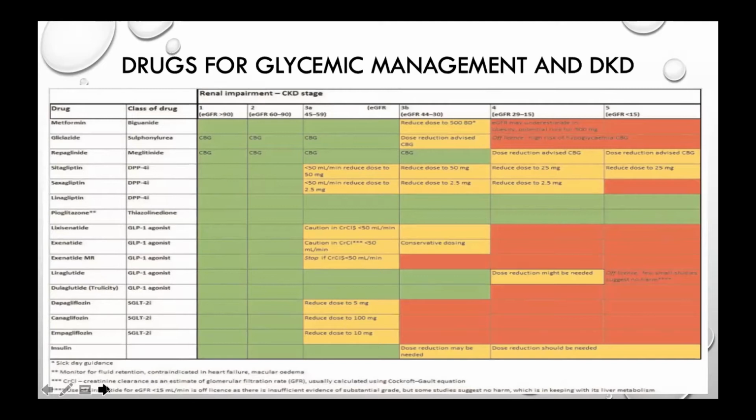Drugs for glycemic management, we've got a lot of drugs with dose modifications. The important thing that I wanted to show in this slide is that you have got drugs like linagliptin now that do not require dose modification.